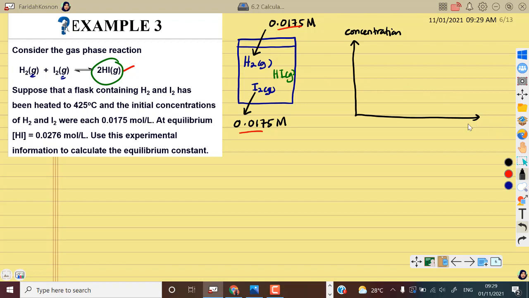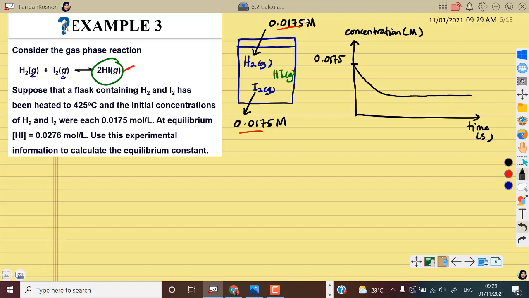Maksudnya iodine gas tu saya abaikan dulu. Kat sini adalah time, katalah in second. Apa berlaku pada concentration of hydrogen gas? So starting with 0.0175 molar, the concentration of hydrogen gas dia akan mula decrease, decrease sampailah dia remain constant bila dia mencapai keseimbangan.